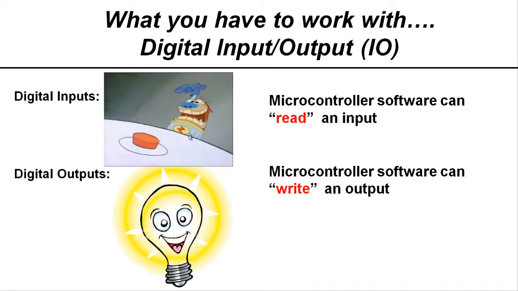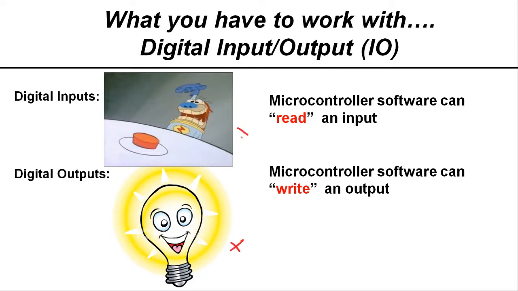So, digital inputs: a big red happy button to destroy the world. That can be an input we want to read from the switch. Vice versa, if we want to control, maybe the digital output will control a light bulb, or it'll control the trigger to a nuclear weapon. I don't know, whatever you want it to be.